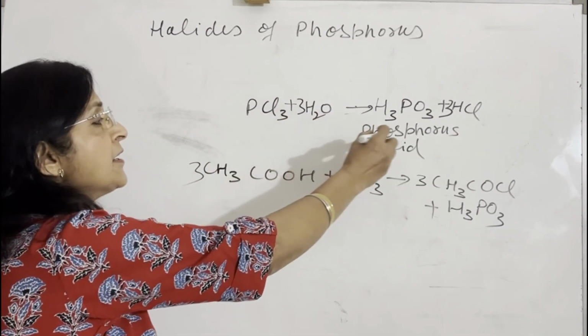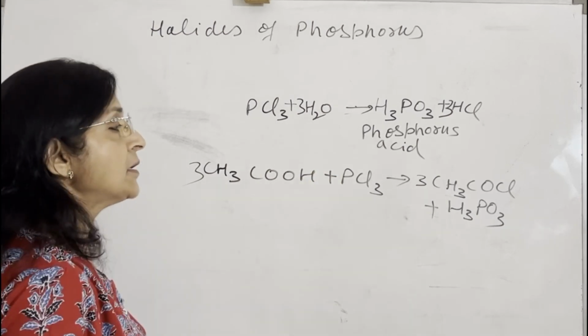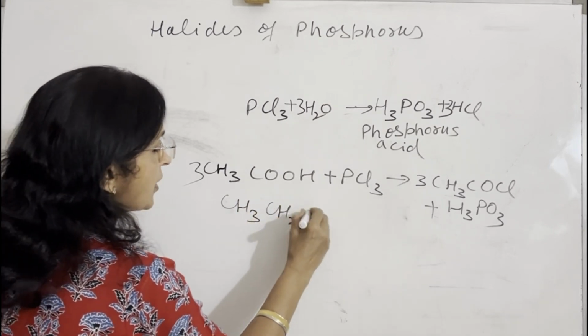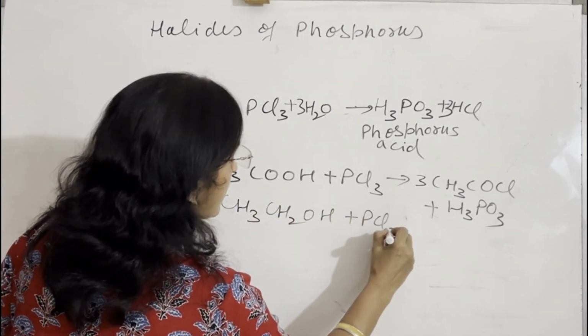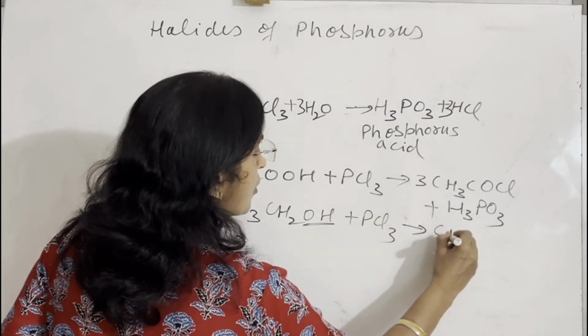Phosphorus trichloride reacts with water, phosphorus acid forms. Phosphorus trichloride reacts with acetic acid and acetyl chloride forms. Similarly, ethyl alcohol also reacts with phosphorus trichloride and OH group is replaced by chloro group and alkyl halide forms.